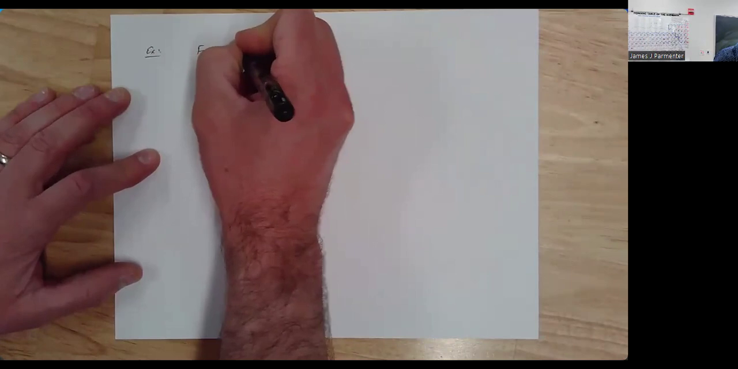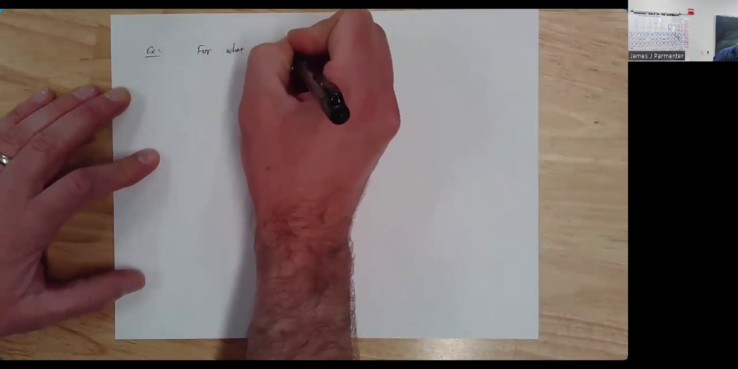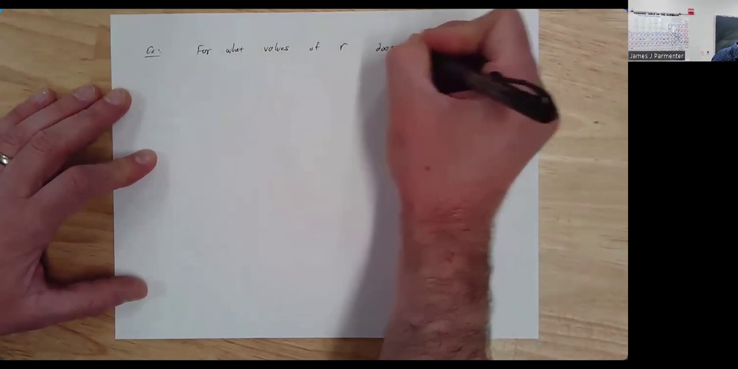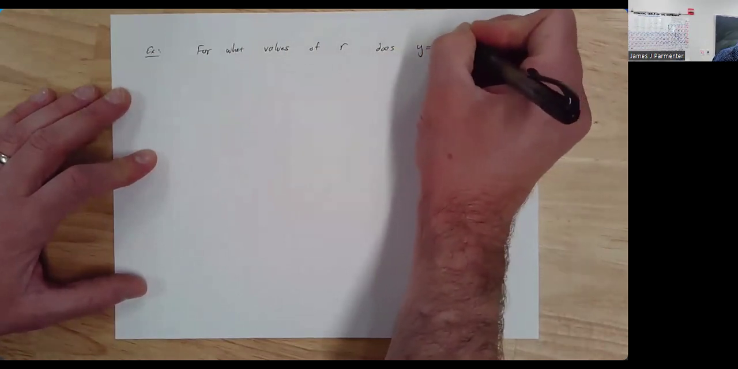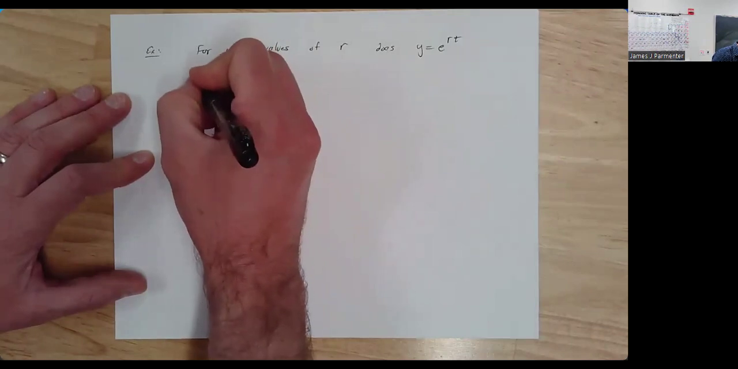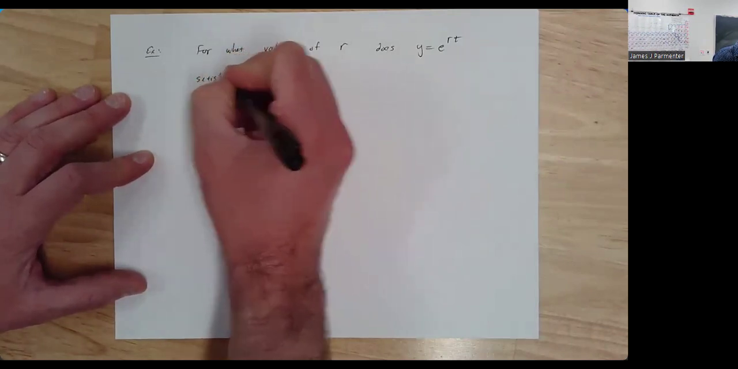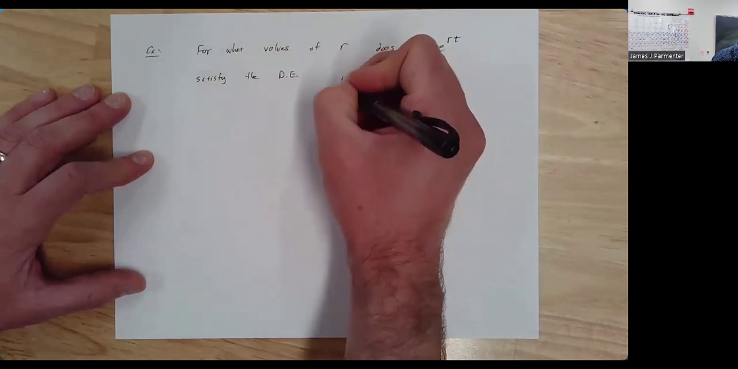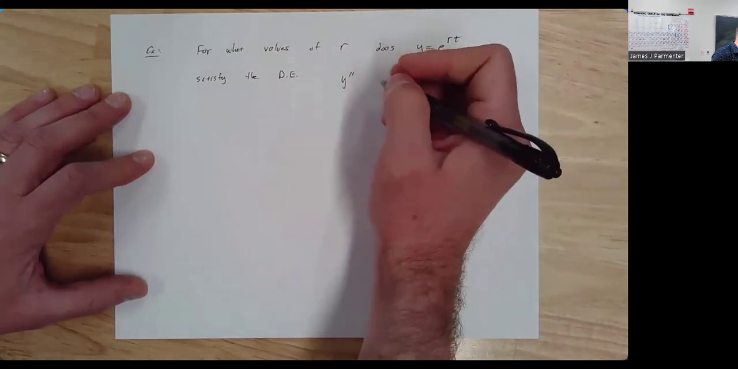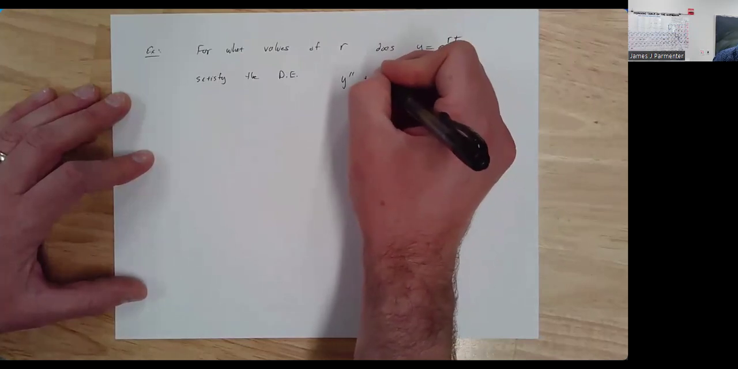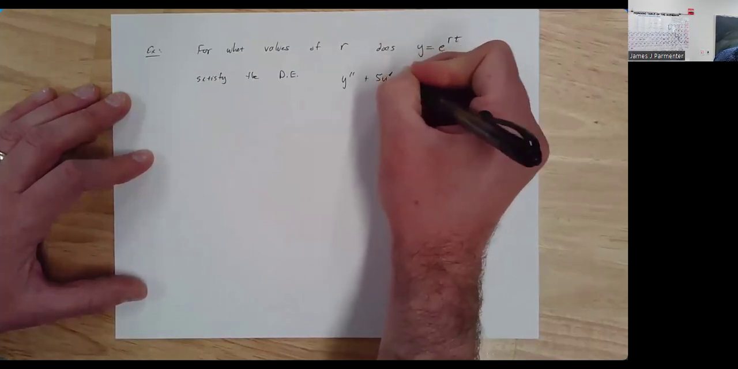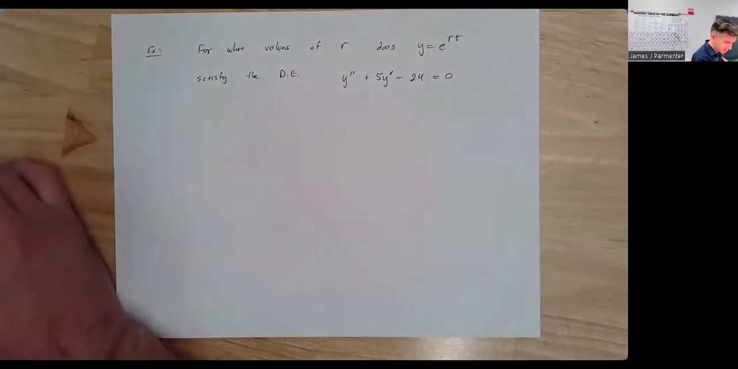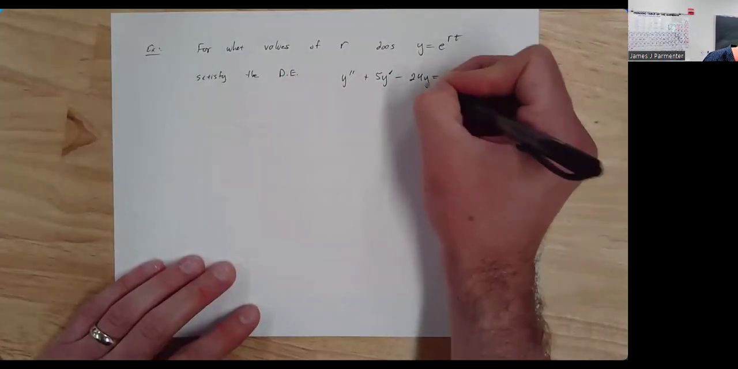So, here's another example. For what values of r does y equal to e to the r times t satisfy the differential equation y double prime plus 5y prime minus 24y equal to 0?